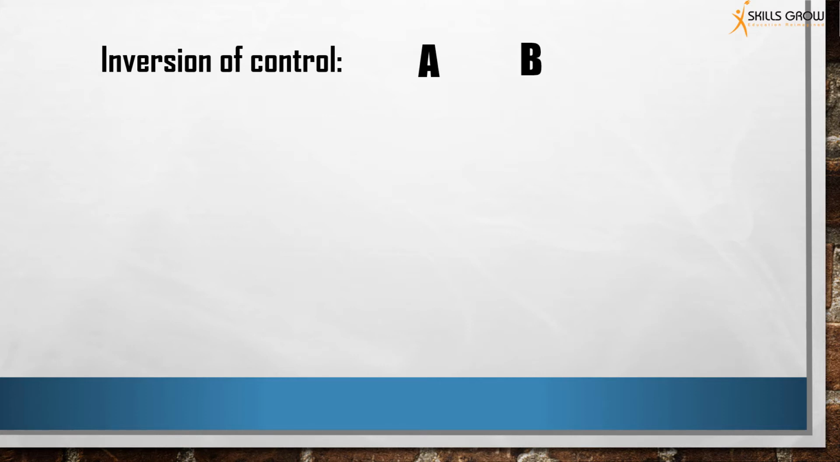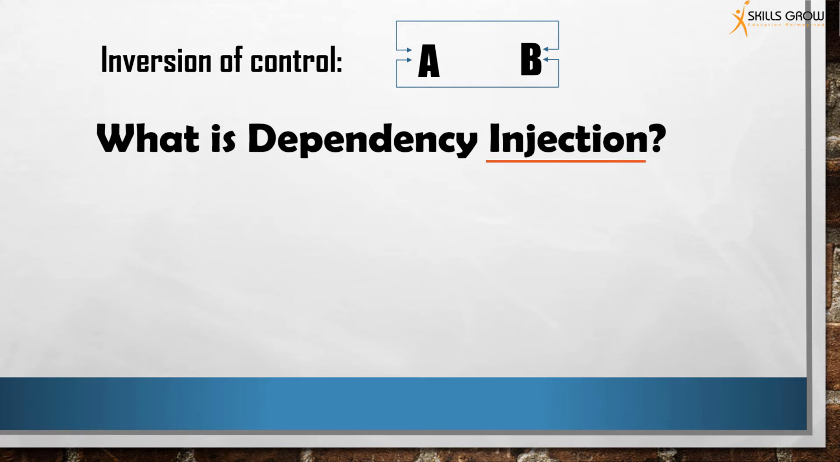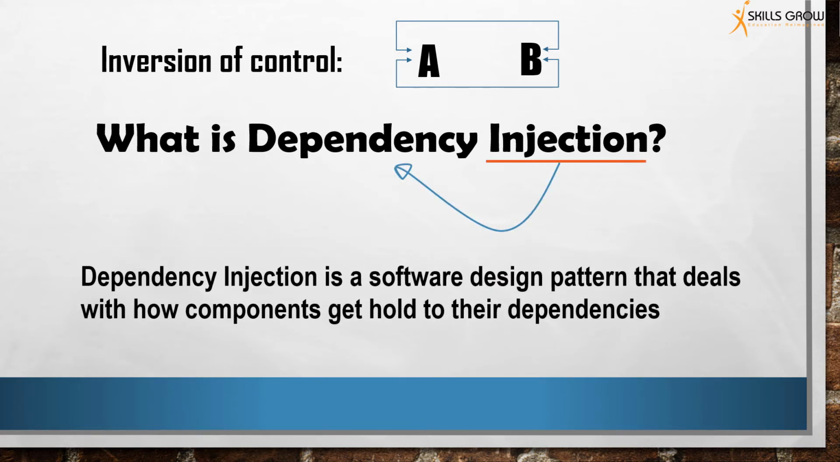This means instead of taking away control flow to a new object when needed in decoupled objects, it passes the alert or data to the object to perform the job on their own. What is dependency injection? Dependency injection is to inject dependencies. Dependency injection is a software design pattern that deals with how components get hold of their dependencies.